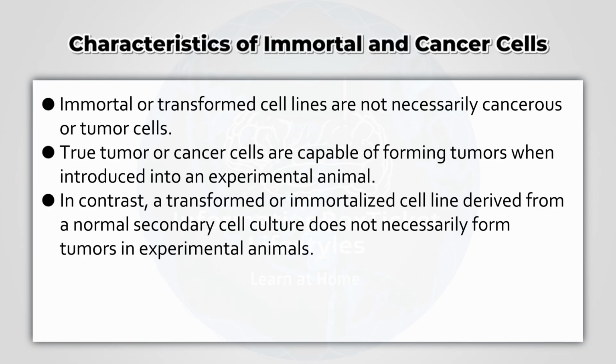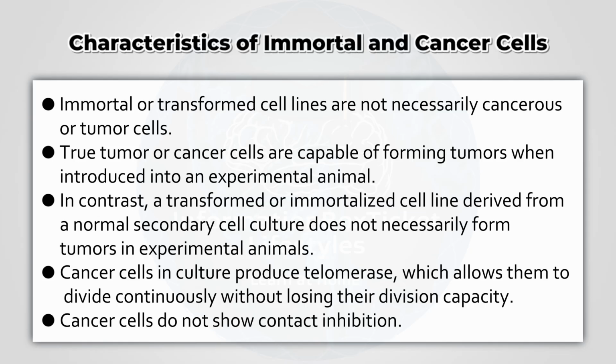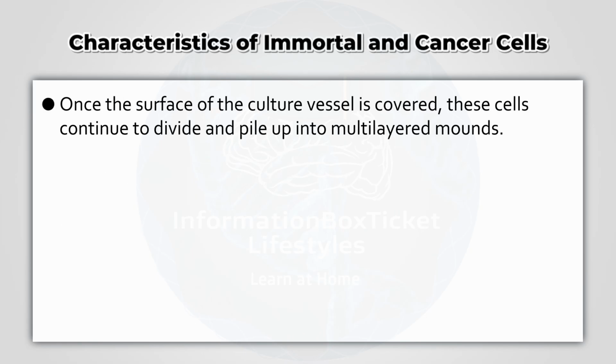in experimental animals. Cancer cells in culture produce telomerase, which allows them to divide continuously without losing their division capacity. Cancer cells do not show contact inhibition. Once the surface of the culture vessel is covered, these cells continue to divide and pile up into multi-layered mounds.